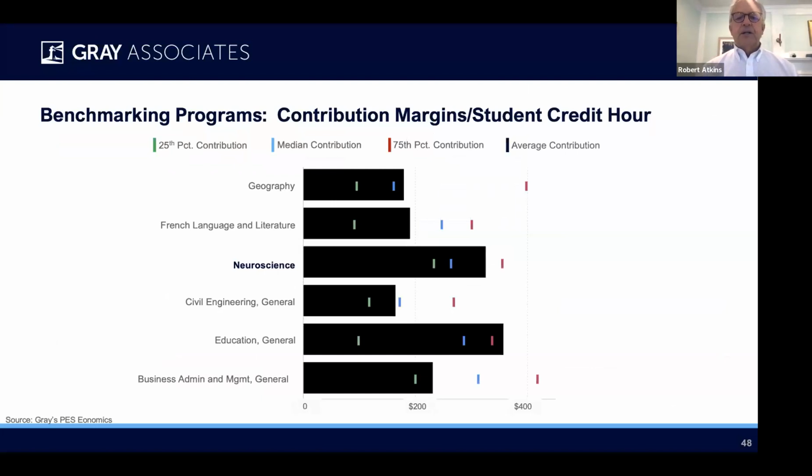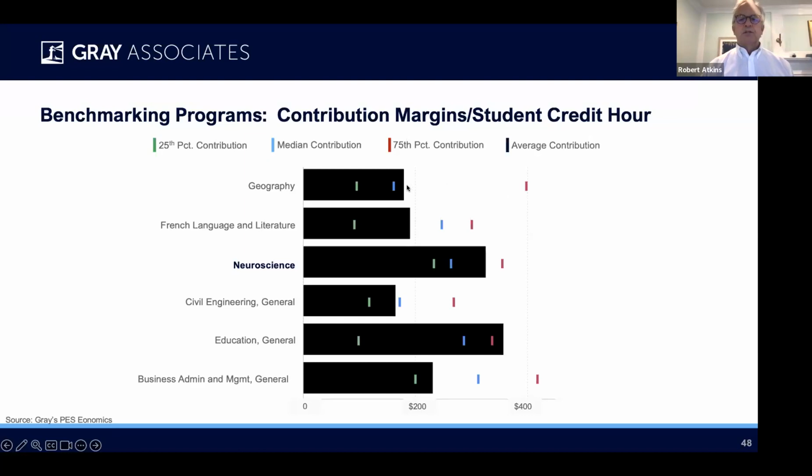Now let's leave markets and start to look at the internal data you have to indicate the health of a program. In particular, here we're looking at margins per student credit hour. And what we have are benchmarks and the actual performance, disguised performance of a college. So the black bar is our disguised college performance. The green is a 75th percentile of our benchmark data set. Blue is the median, and the red bar is a 75th percentile.